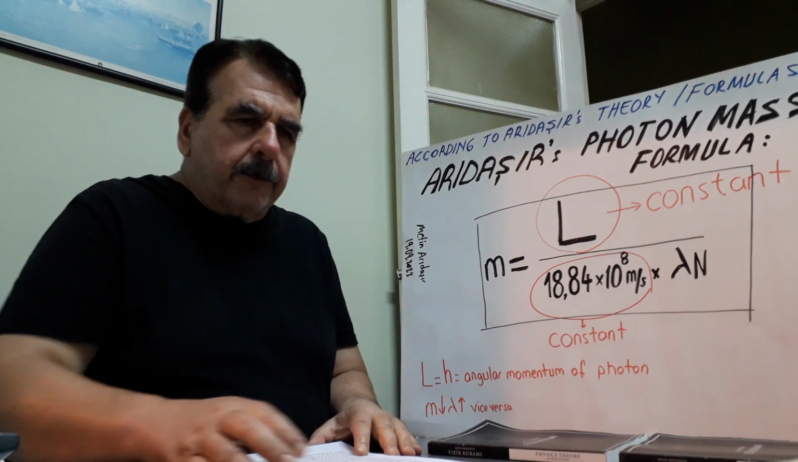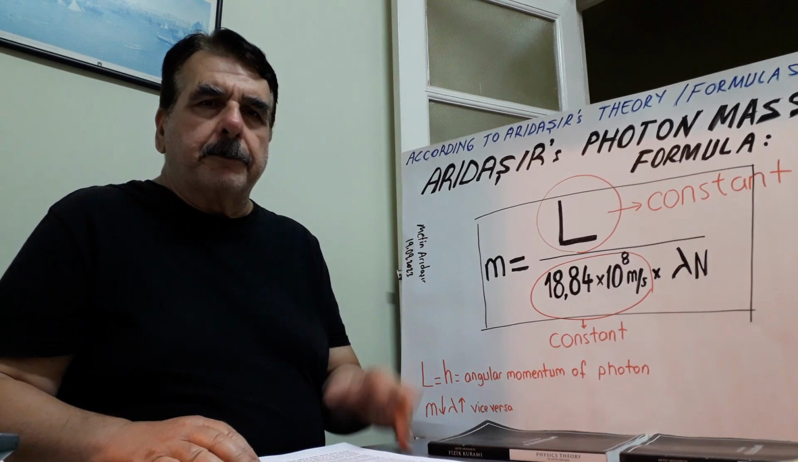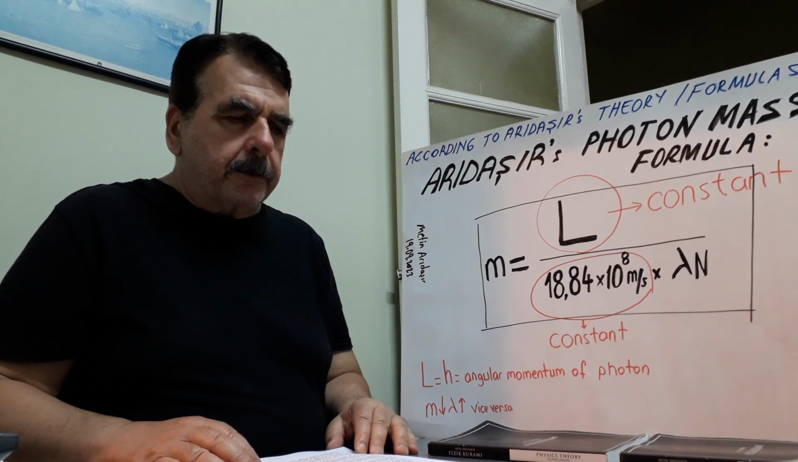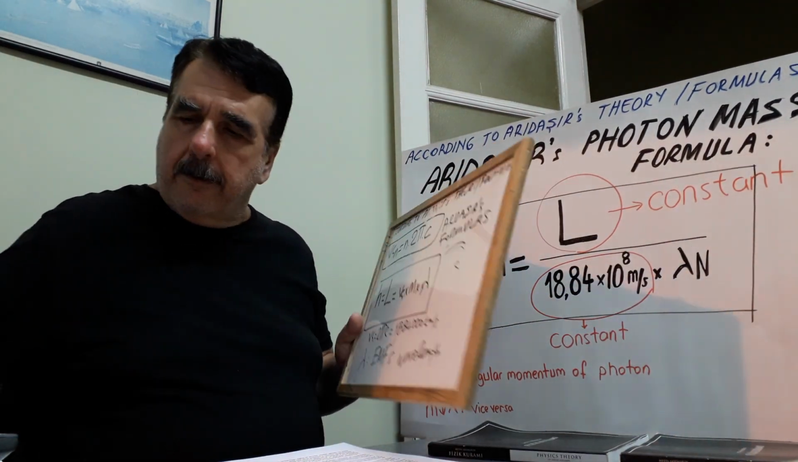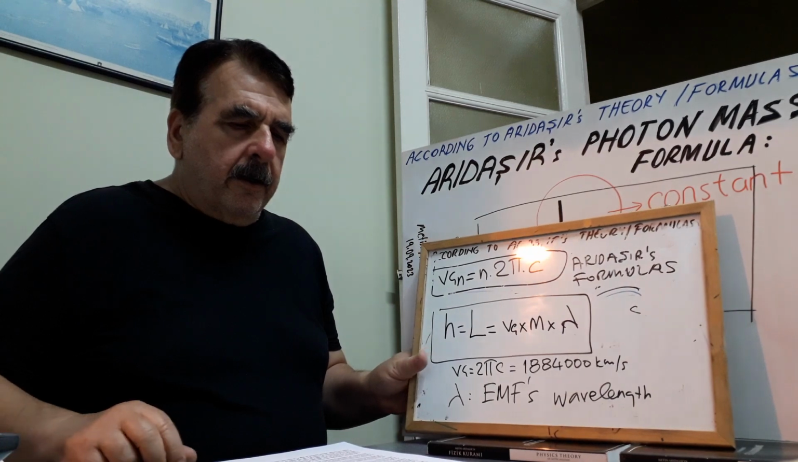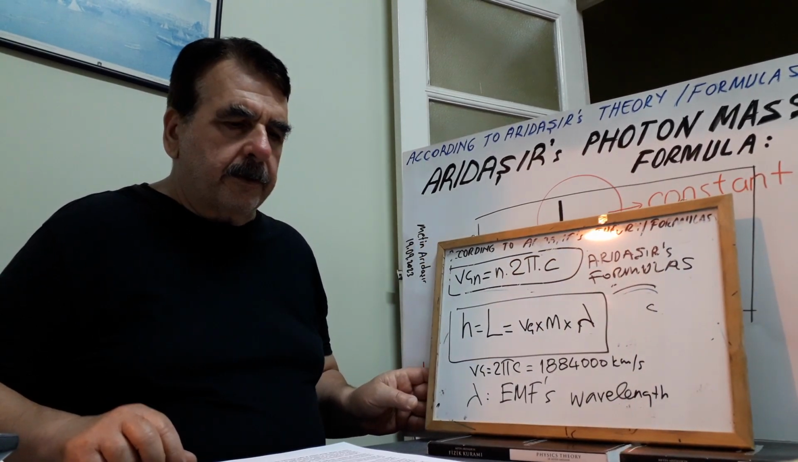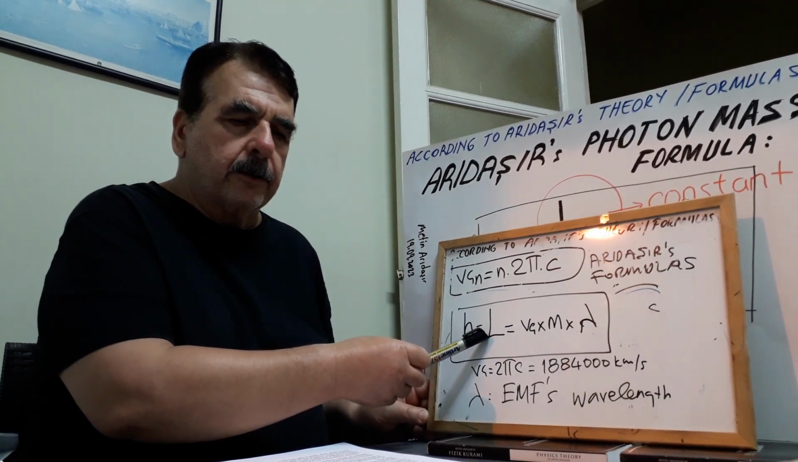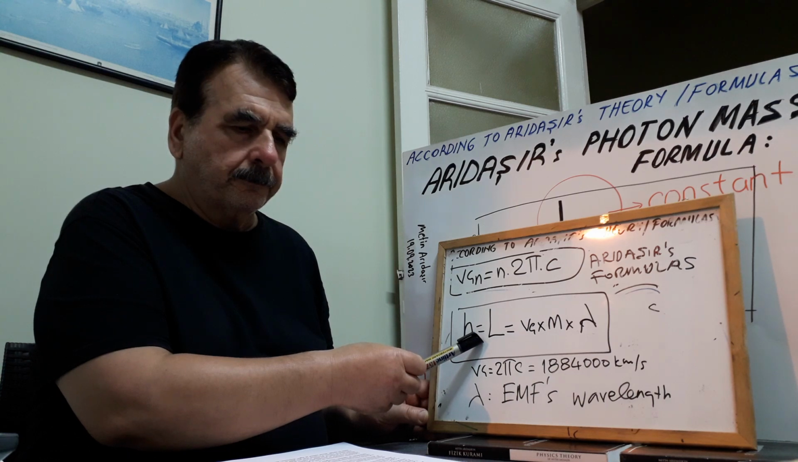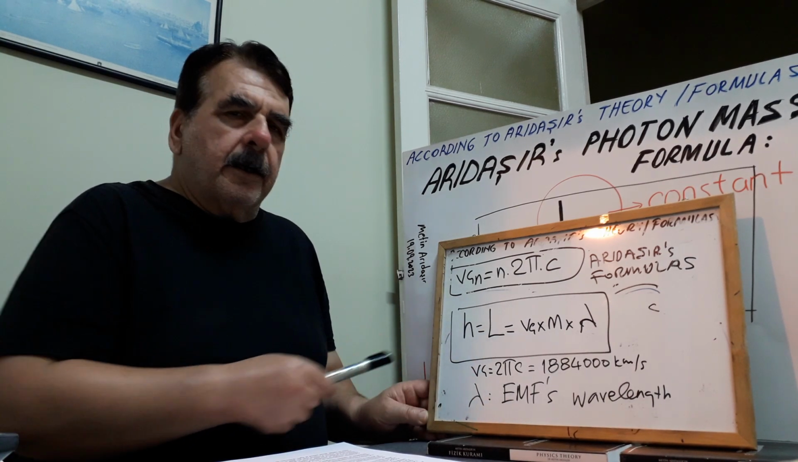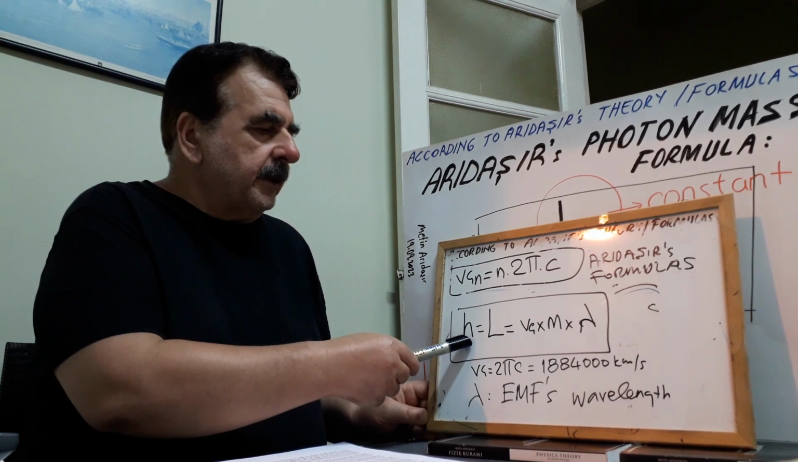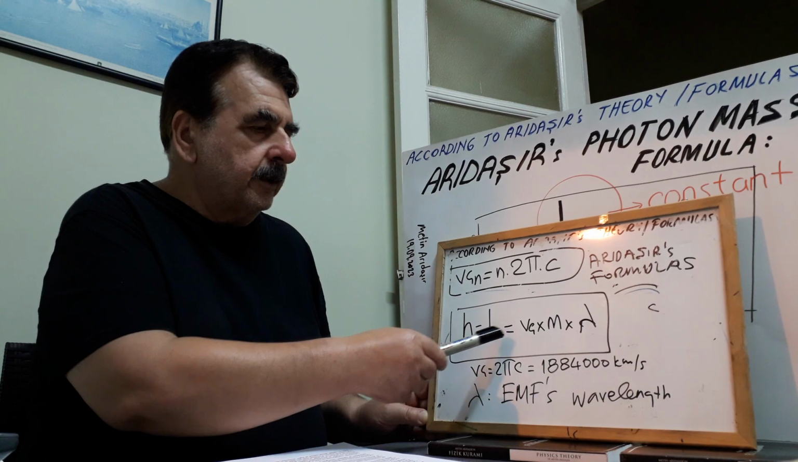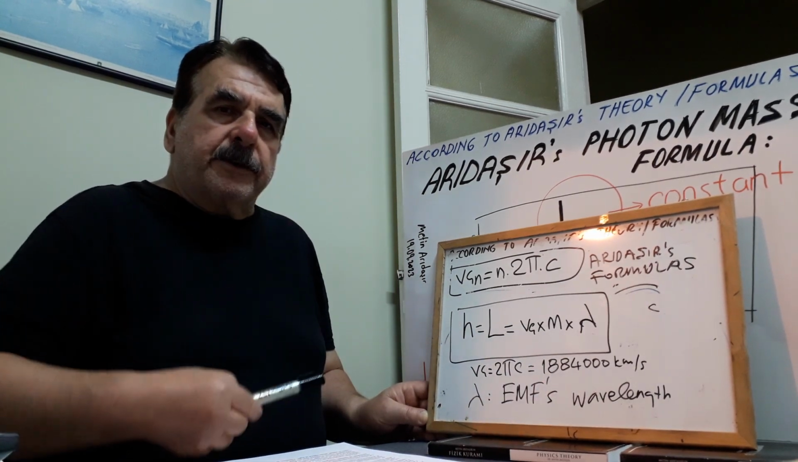According to my theory and my formulas, here is the photon mass formula that I put forth. Before explanation, here is the angular momentum formula of a photon that I put forth. Angular momentum of a photon is nothing but Planck's constant. Planck's constant is equal to the angular momentum of a photon, which is equal to angular motion's linear velocity.